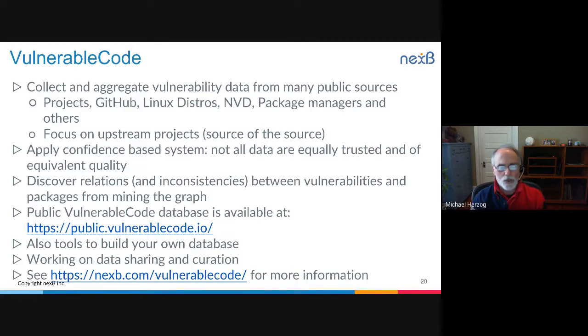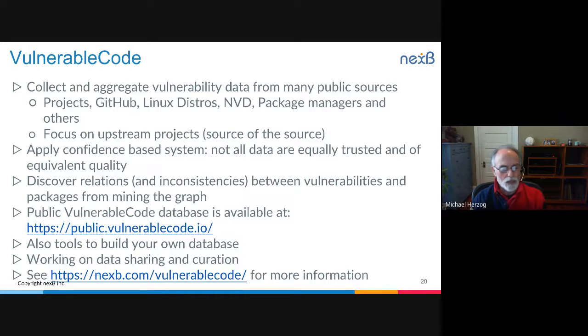So what we're trying to do is collect this information, not just collect it, but understand the relationship between them, the inconsistencies, and essentially a confidence factor for the quality of the data, as well as the severity scores that come in for the possible impact. There is a public version of this database, which you can use. You can go look up an individual package, or you can use the API. You could also build your own if you're in the mood for that.